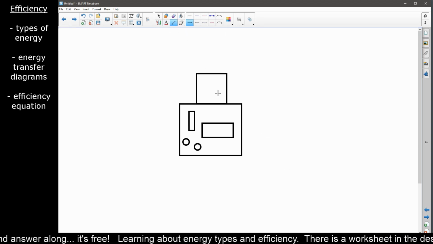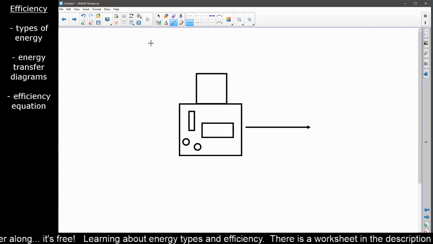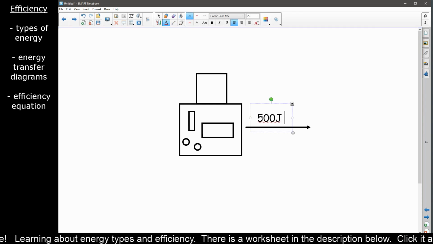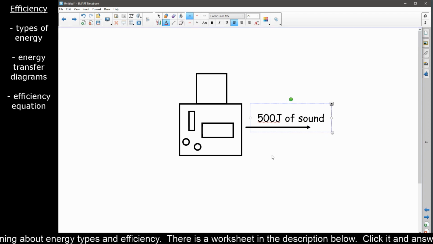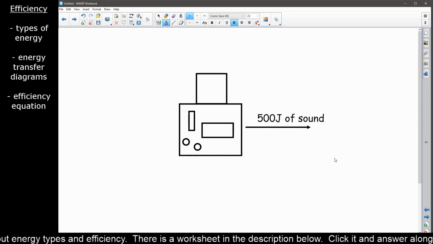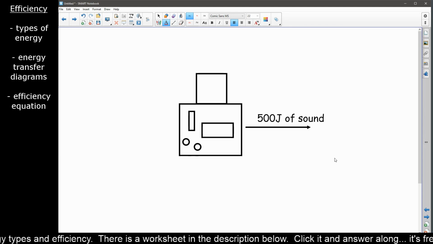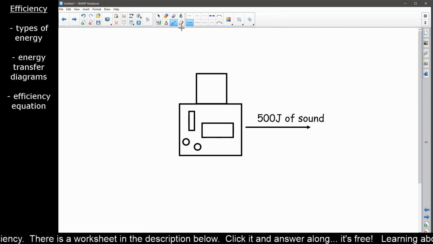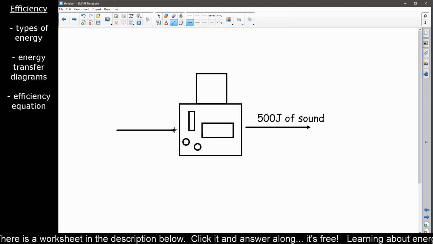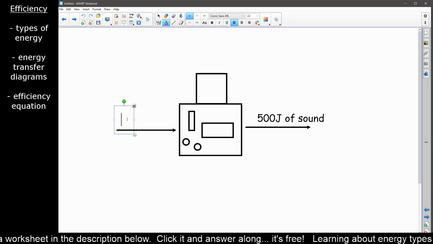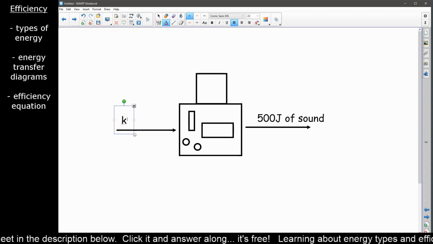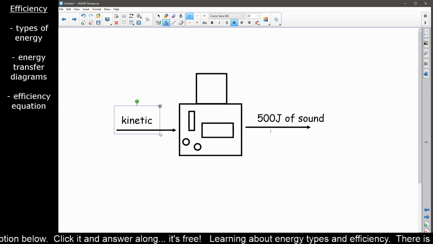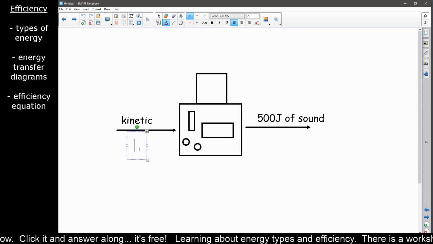Right? And this machine outputs, this looks like a sound-based machine, so let's say it outputs 500 joules of sound over a given time. Is that good? I don't know. Is this worthwhile? Is this a good machine? I have absolutely no idea. But if I draw the arrow going in, let's say this is some form of crank up system. So we're going to put some kinetic energy into it. I have no idea how we would do that, but let's say you have to turn these dials and sound comes out. Right, so we're going to spin this round that makes sound.